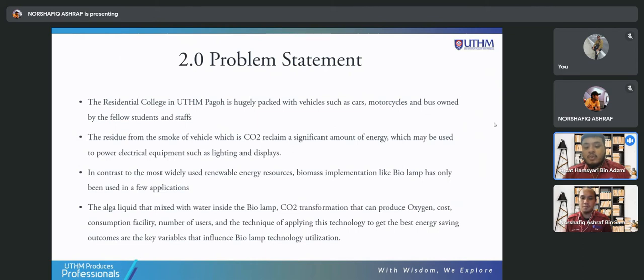In contrast to the most widely used renewable energy resources, biomass implementation like the biolamp has only been used in a few applications. The algal liquid mixed with water inside the biolamp, CO2 transformation that can produce oxygen, cost, consumption, facility, number of users, and the technique of applying this technology to get the best energy saving outcomes are the key variables that influence biolamp technology utilization.